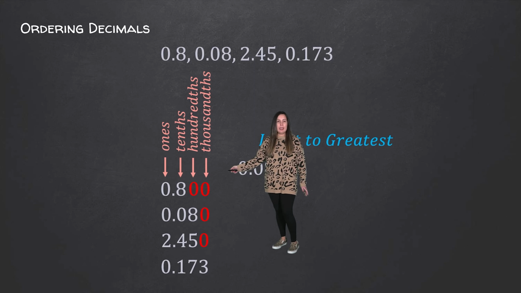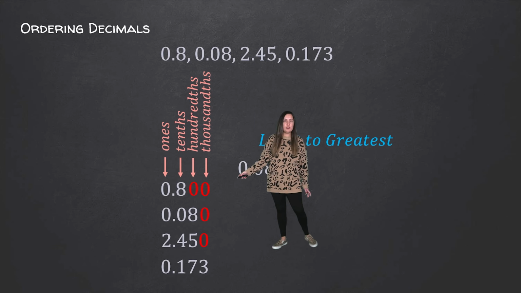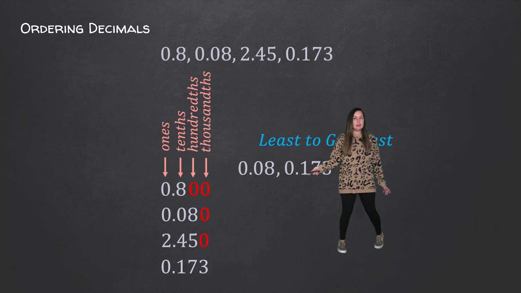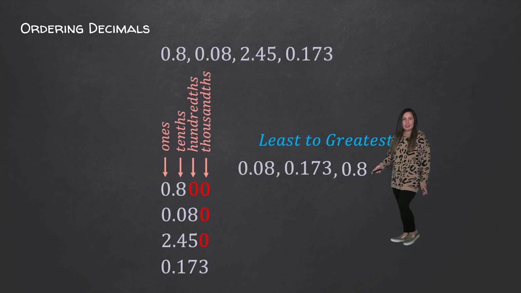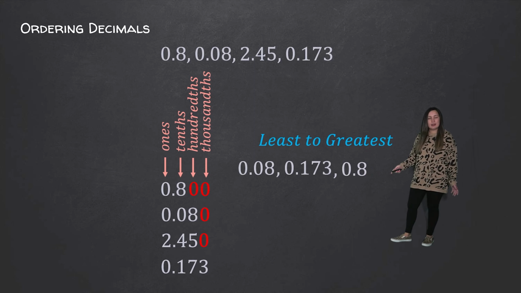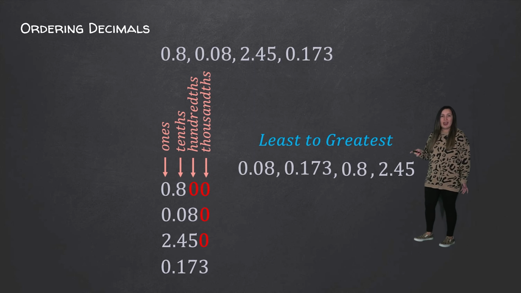Now, looking at the tenths place value, 8/10 has an 8 and 173 thousandths has a 1, making 173 thousandths the next number. Okay? And then we have 8/10 because it's the last number that's leading with a 0. And then finally, we have 2 and 45 hundredths since that's our biggest number.